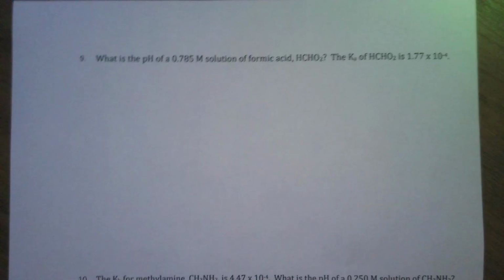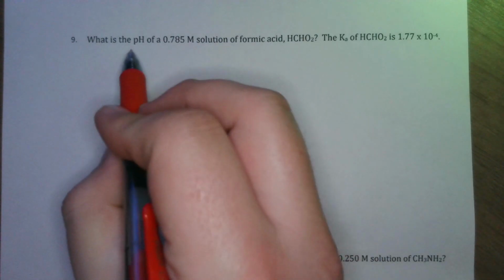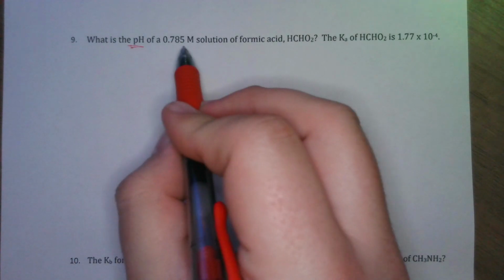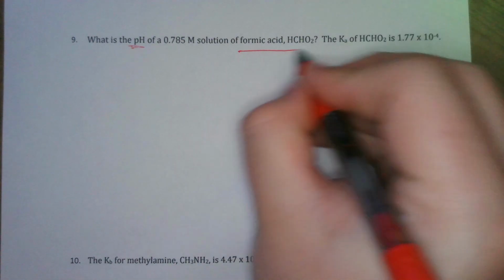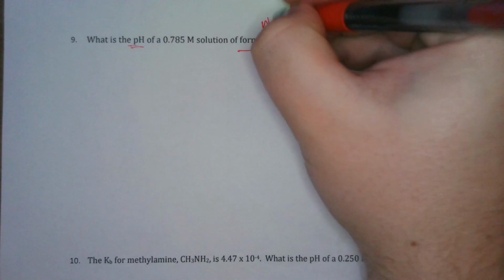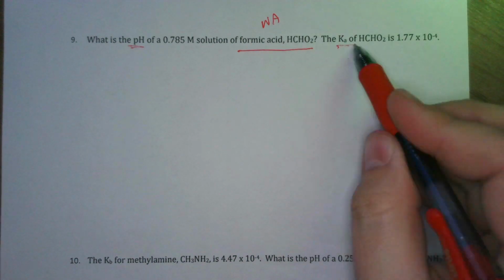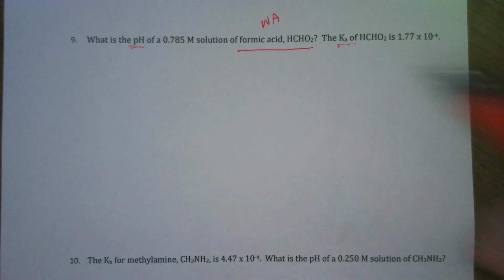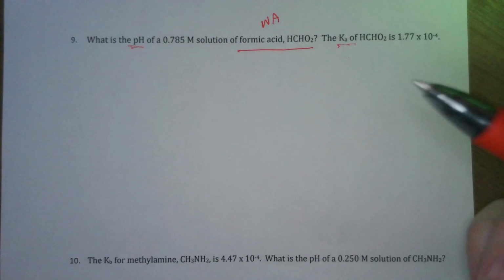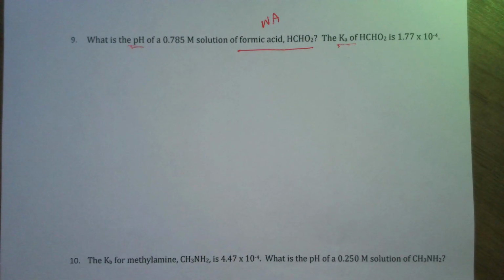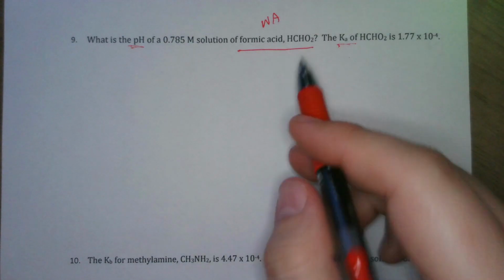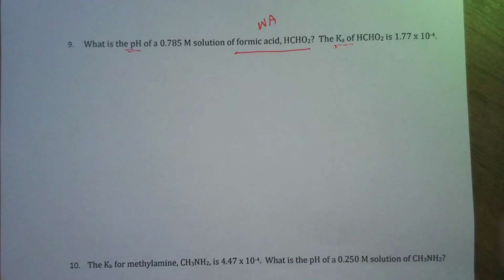All right, number 9, what is the pH of a 0.785 molar solution of formic acid? Okay, formic acid, thinking it's a weak acid, here's its Ka. The difference between this problem and the ones we've been doing in the last couple is I don't see any base being added. All I have is a weak acid. So I just have a simple weak acid, and I want to find its pH. So this is straight chapter 15 stuff before we've added all these extra steps that can make it confusing.